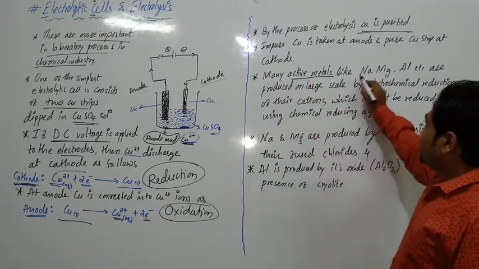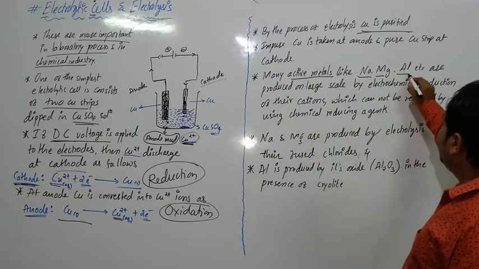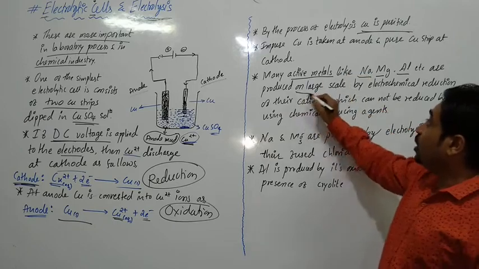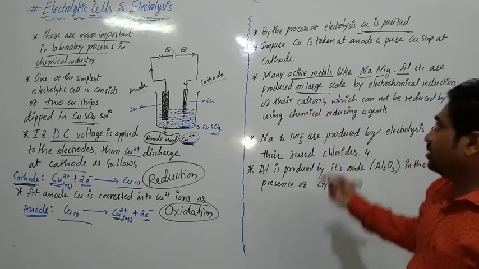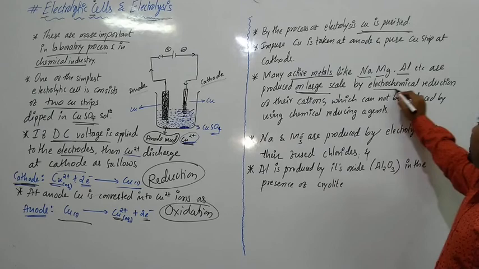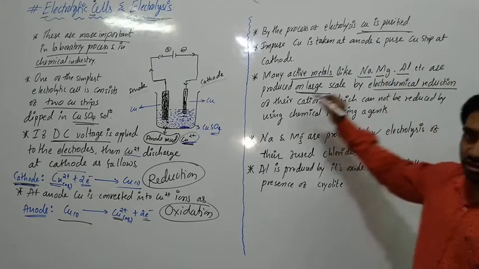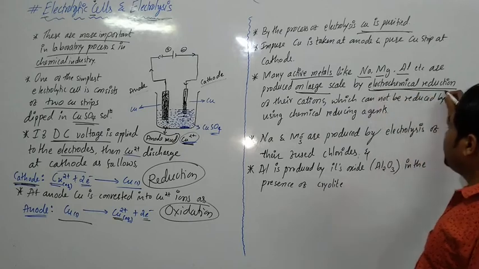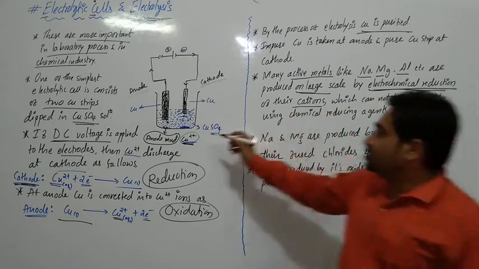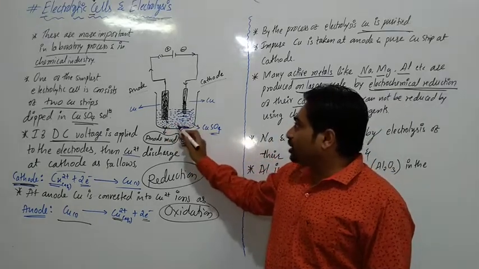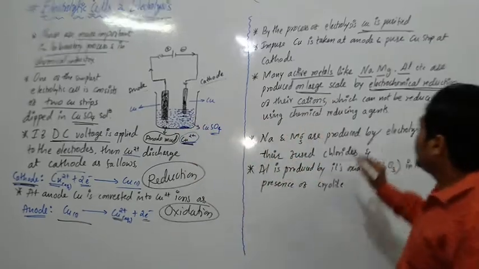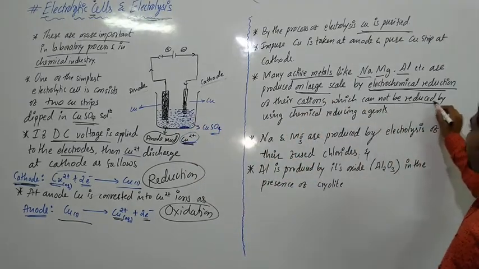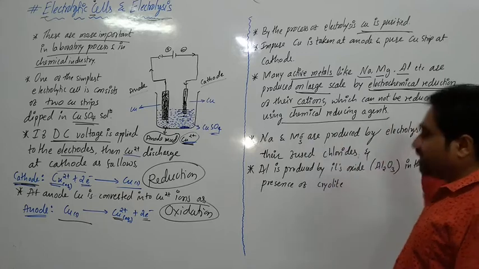Many active metals like sodium, magnesium, aluminium, etc. are produced on a large scale, means industrially, by electrochemical reduction of their ions. So these can be prepared only by the electrochemical reduction of their cations. Here also it is the same. The cations are electrochemically reduced, which cannot be reduced by using chemical reducing agents.